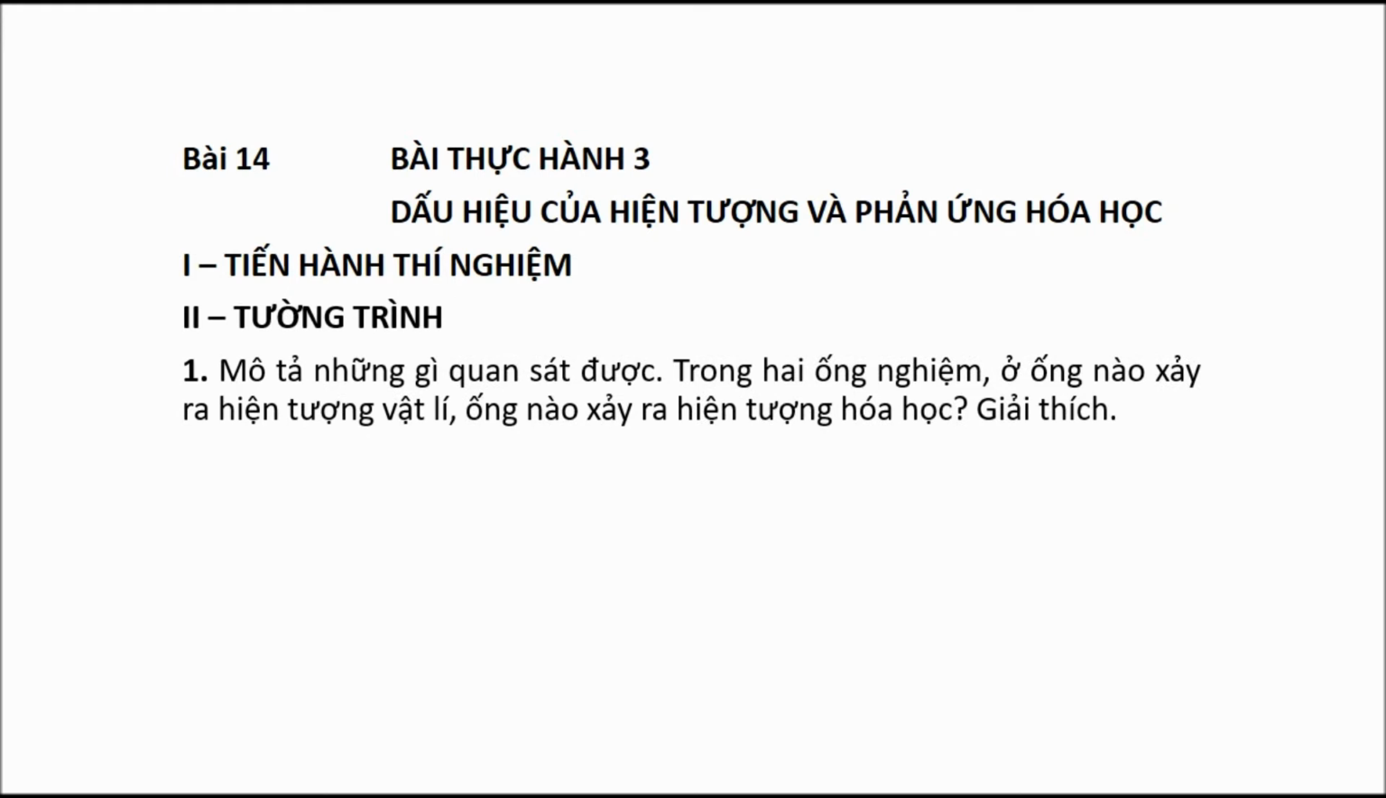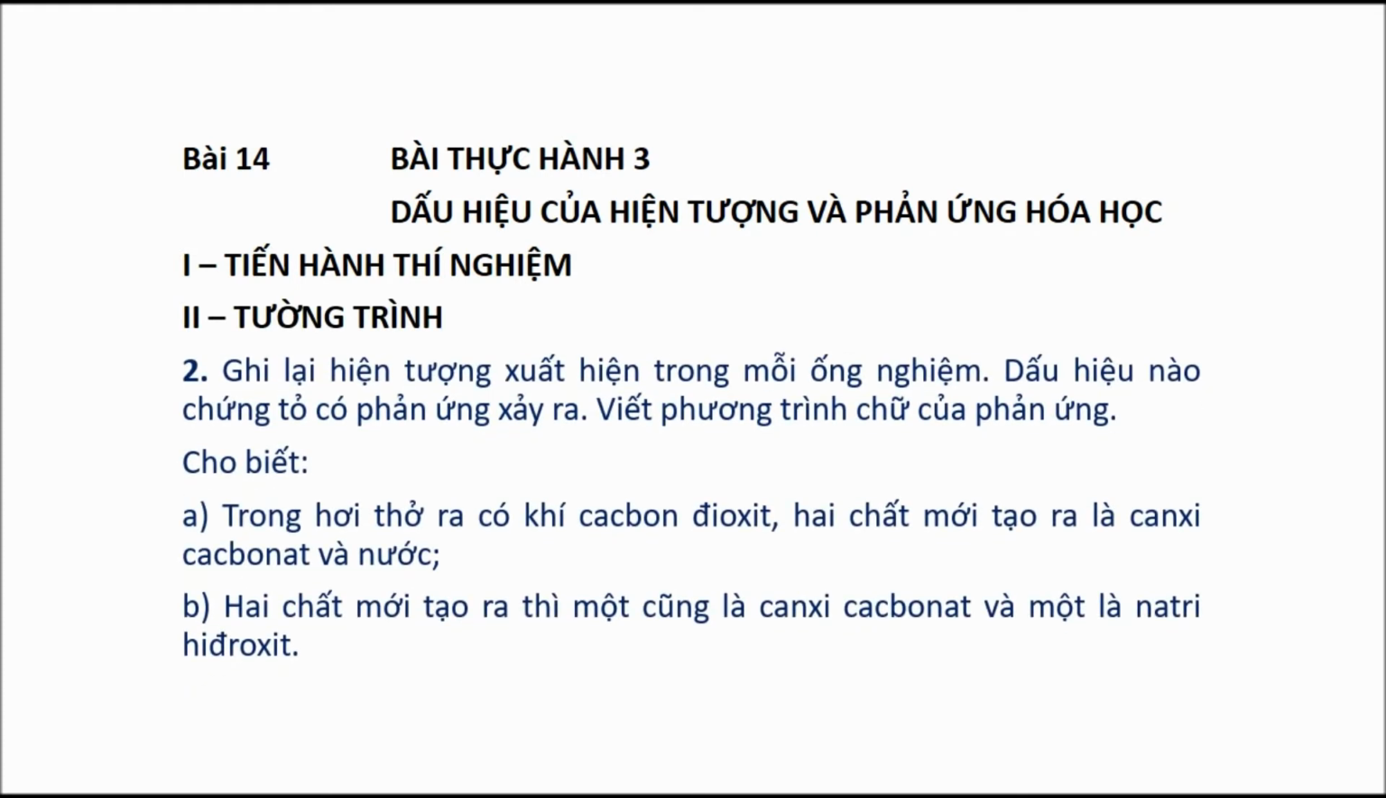2. Report. 1. Describe the observation. In which test tube does a physical phenomenon occur? In which test tube does a chemical phenomenon occur? Explain. 2. Record the phenomena occurring in each test tube. What signal proves that there is a chemical reaction occurring? Write the chemical equations of the reactions in words.